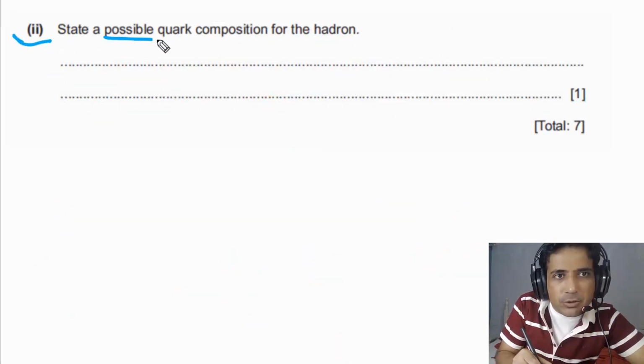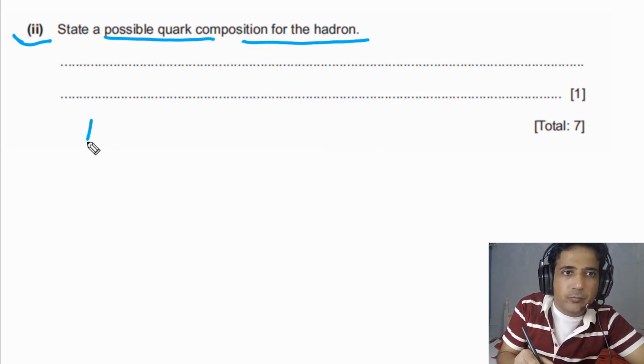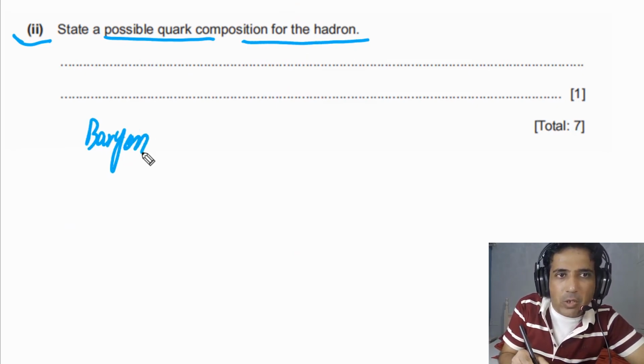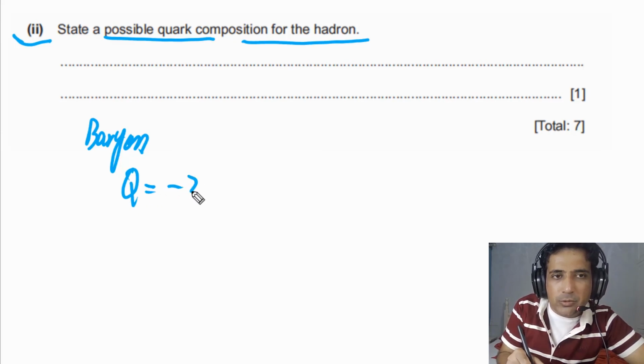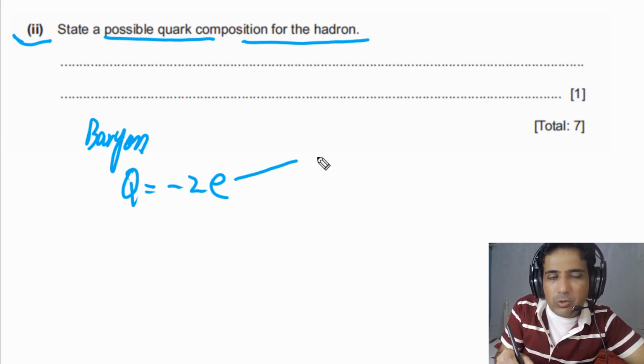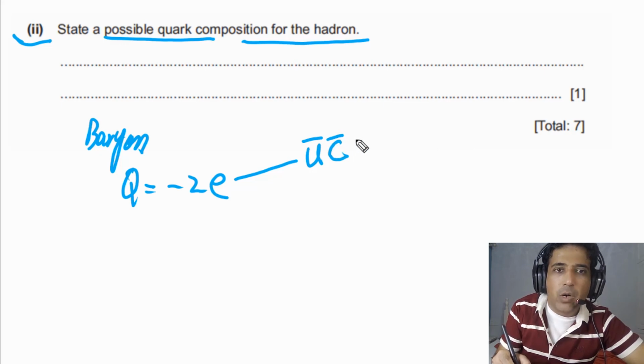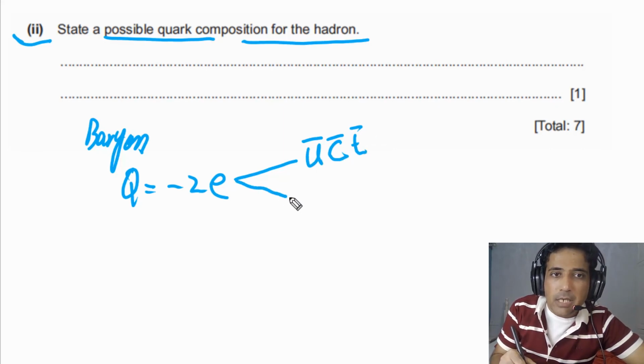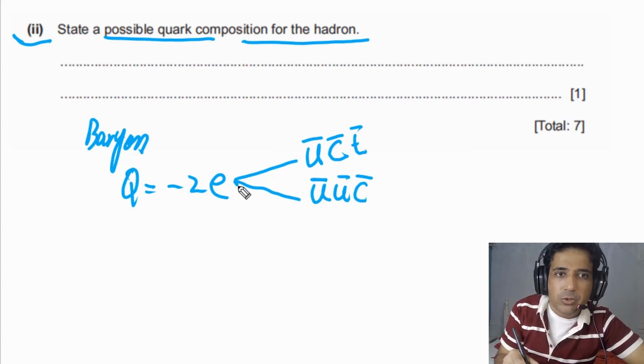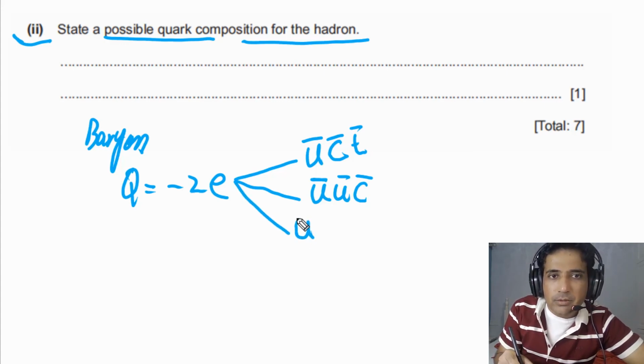For the second part, we need to state a possible quark composition for the hadron. We have already discussed that the hadron is a baryon, and the total charge on this baryon is equal to -2e. And this charge is only possible if we have one up antiquark, one charm antiquark, and one top antiquark. This composition is possible. You can also say the baryon consists of 2 up antiquarks and one charm antiquark. This composition is also possible. We can also write down one up antiquark and 2 charm antiquarks. This composition is also possible.